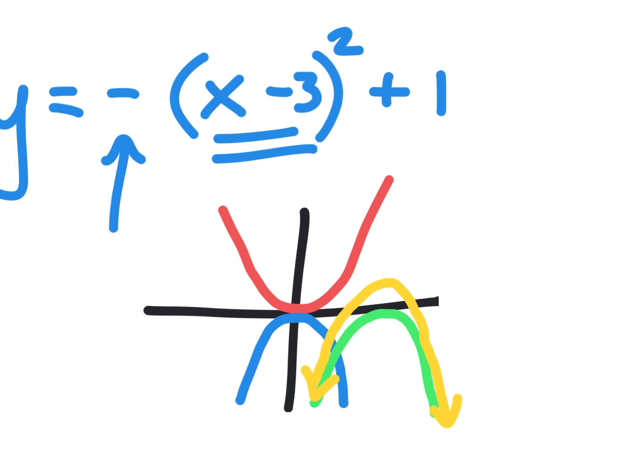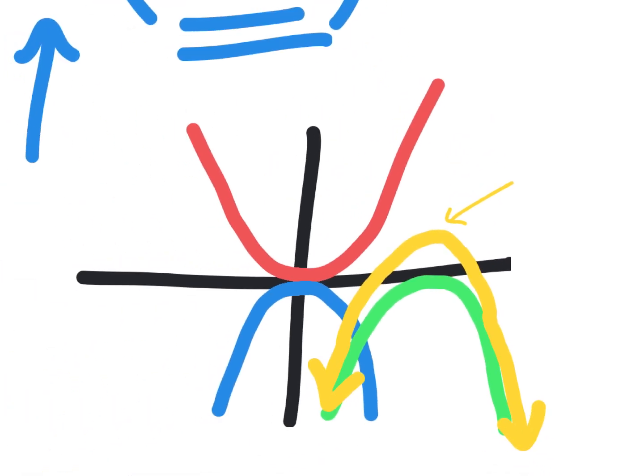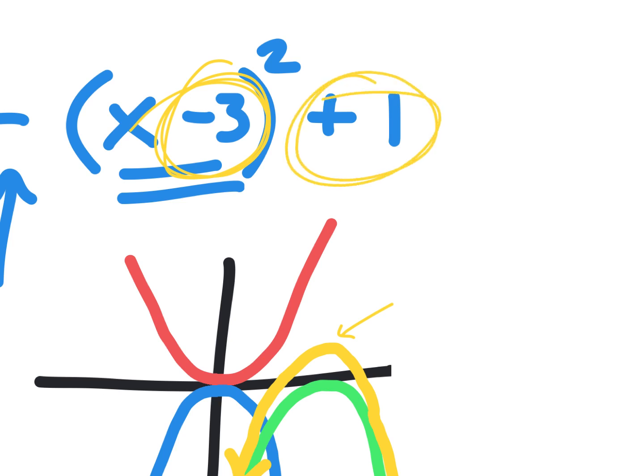Now look at it. Does it have x-intercepts? For sure. Does it have a vertex? For sure. Let's see if the vertex comes out the way you'd expect. I expected the vertex to be 3, 1. Is the vertex at 3, 1? Yeah, looks like 3, 1 to me.